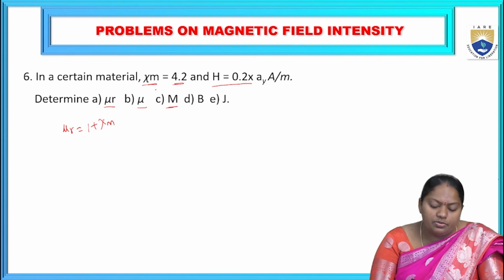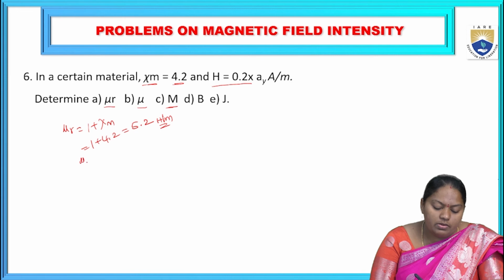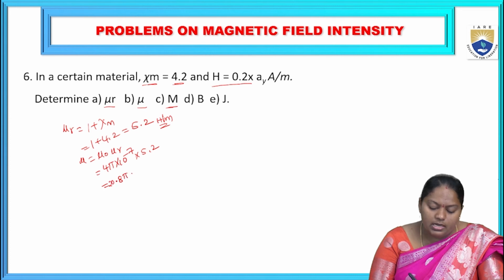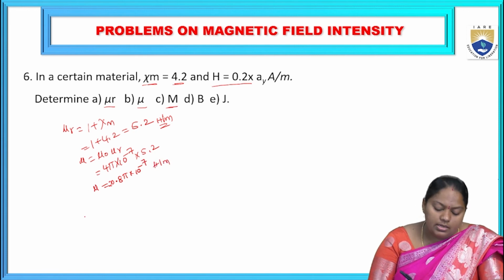Relative permeability in terms of magnetic susceptibility is given by 1 plus χm, 1 plus 4.2, which is 5.2. Then μ equals μ naught into μR, where μ naught is 4π into 10 power minus 7 Henry per meter, into 5.2. By multiplying these two, 4 into 5.2 is 20.8, so μ is 20.8π into 10 power minus 7 Henry per meter. So this is the value for μ, and the first value is this, and the second is this.